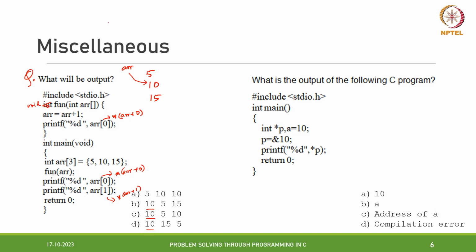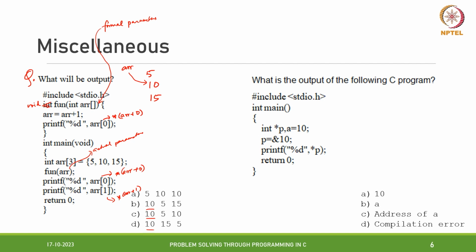Yes, they are different. The one that is in the function is called the formal parameter, and this is the actual parameter. Now they are different variables. Although you have named them the same, the ARR inside the function called fun is different from the one in the main function. So even if you increment the pointer by 1 here, it will not affect the original pointer in the main function.